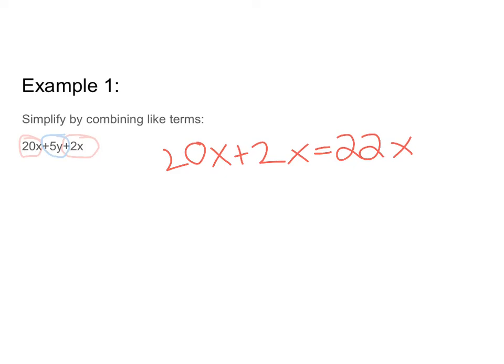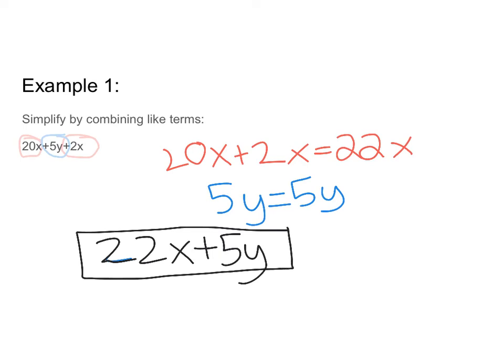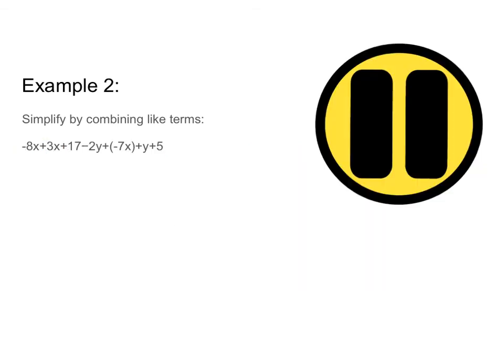The 5y, that doesn't have anything that pairs with it, so it just stays the same. 5y is just 5y. So then I can write my full simplified expression. 22x plus 5y. The 20 and the 2 became 22. Okay, that one was pretty easy. Let's try it again with a harder one. Pause now.